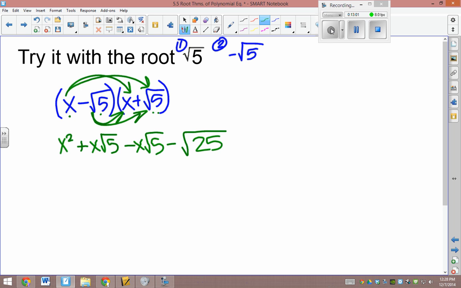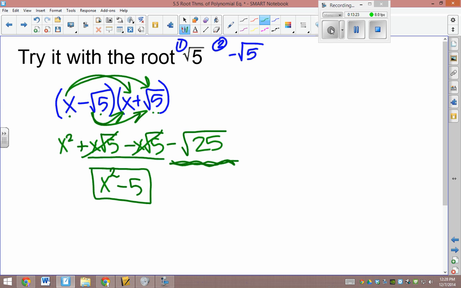Next, I want to combine like terms. My middle terms are opposites. That's the whole point of conjugates, is to get those things to cancel. So that would leave me with x squared. And then, similar to our i squared, something should happen in your last term to make that radical go away. And if you think about it, we have a square root of a perfect square. We know the square root of 25, it's just 5. So this would be the quadratic expression or the quadratic polynomial that represents those roots.